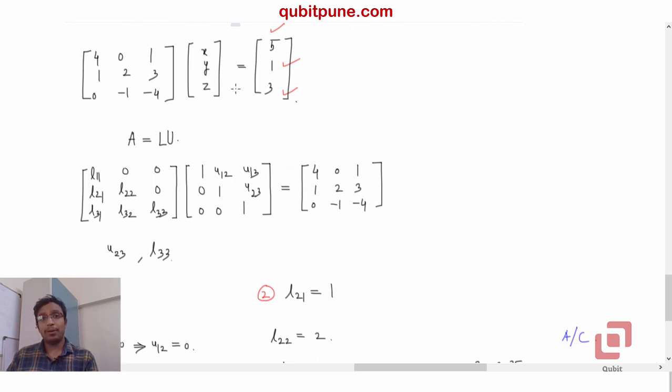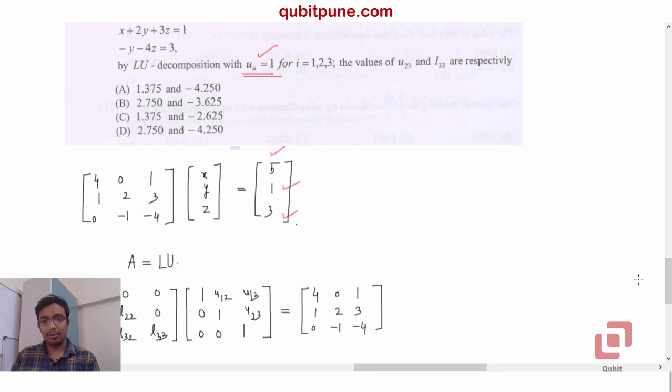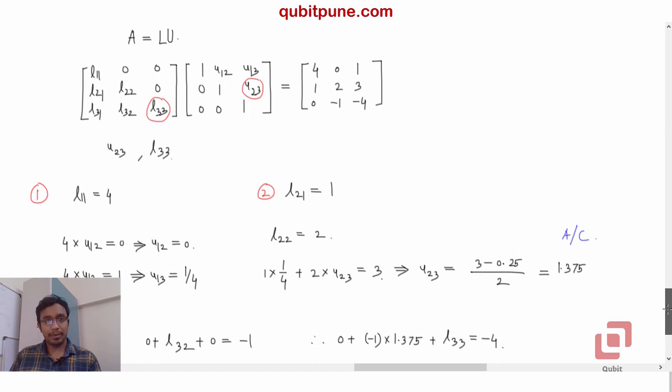So in this problem we are not asked to determine x y z. We just need to determine two of the entries, u23 and l33. So determining these two entries is enough. Now I think each one of you can solve this problem on your own. So what I'm going to do is take you through the solution, and you can pause the video at any time and do the calculations.